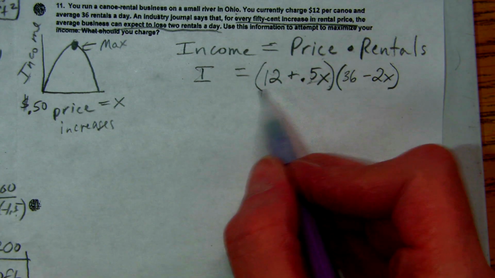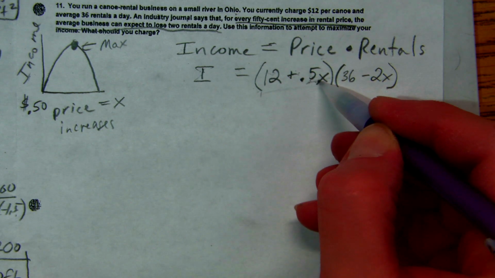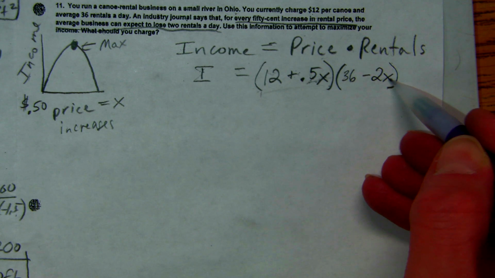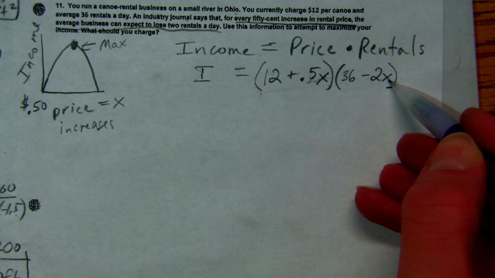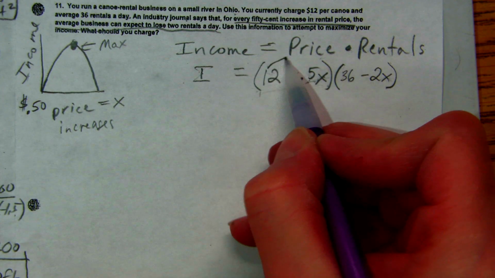So this part is representing the price that I'm charging with 50-cent increases built in, but we don't know how many. And this is giving me how many people I'm going to lose if I increase the price. And all together, we can kind of come up with the maximum. So we're going to use the FOIL method to multiply this out.